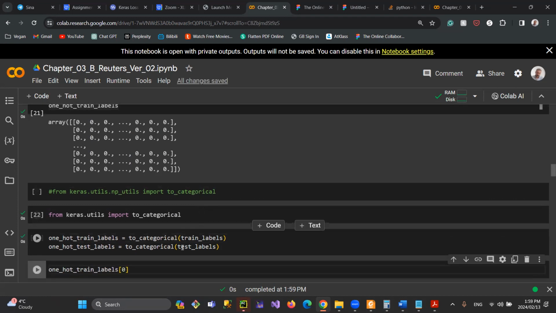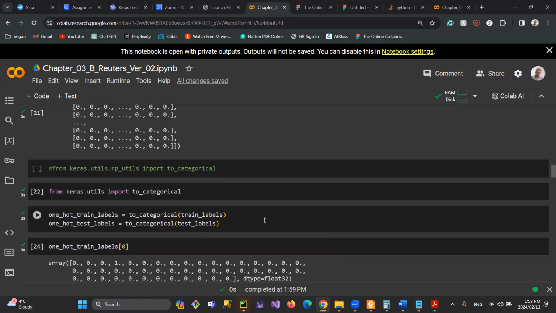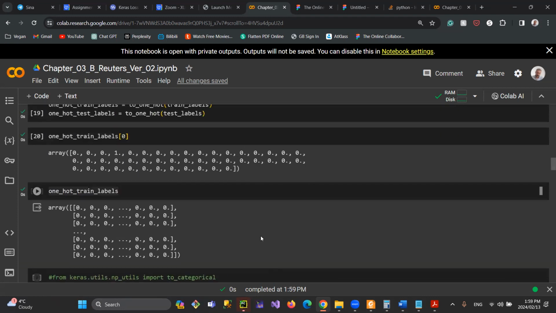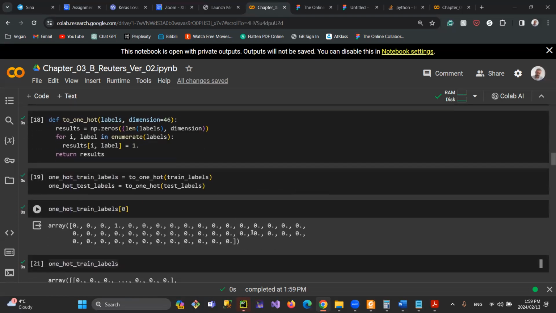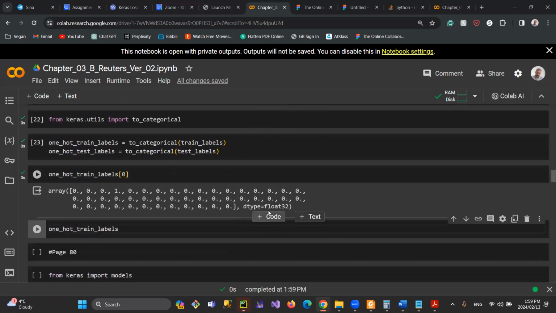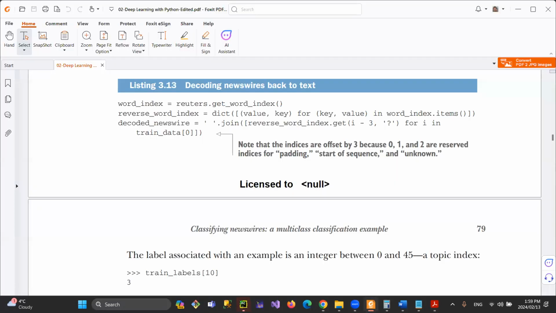Look at the output. Guys, what is the difference between the output of our handwritten function and this one? Can anybody find that? In this one, it clearly mentioned it is float32. So you don't need to do any typecast. It clearly mentioned that it is float32. Okay.